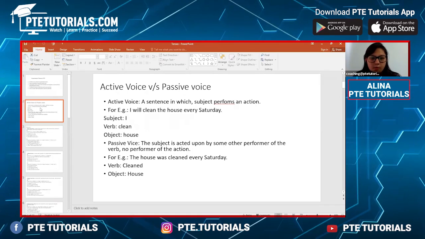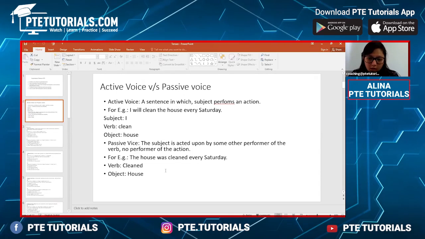Now, what is passive voice? Passive voice is basically the sentence in which there is no subject, so there is no performer. The action is being done, but it is not mentioned who does it. So there is no subject in the sentence, like "The house was cleaned every day."